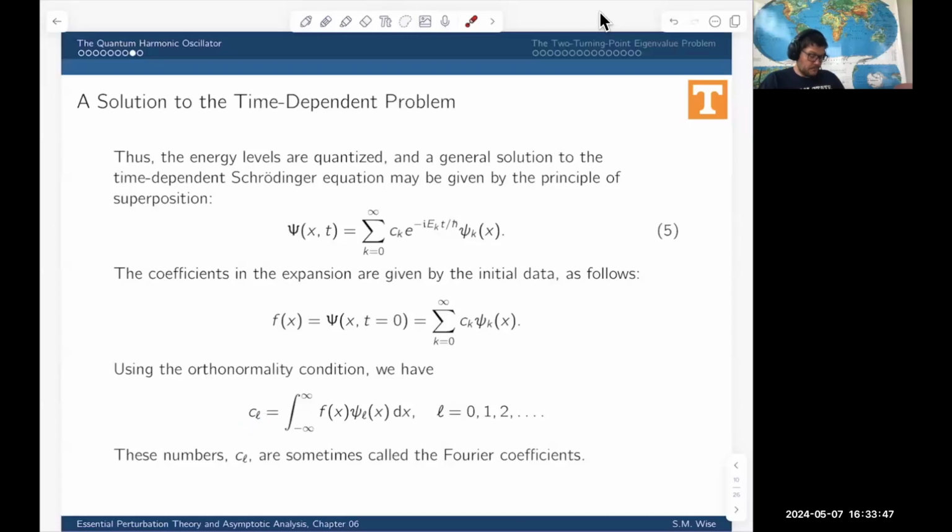And so the c_l is just determined by integrating from minus infinity to infinity of f of x against any of the wave functions psi_l. So there's no mystery here. These are really just the Fourier coefficients, or the generalized Fourier coefficients, where we've used an orthonormality condition.